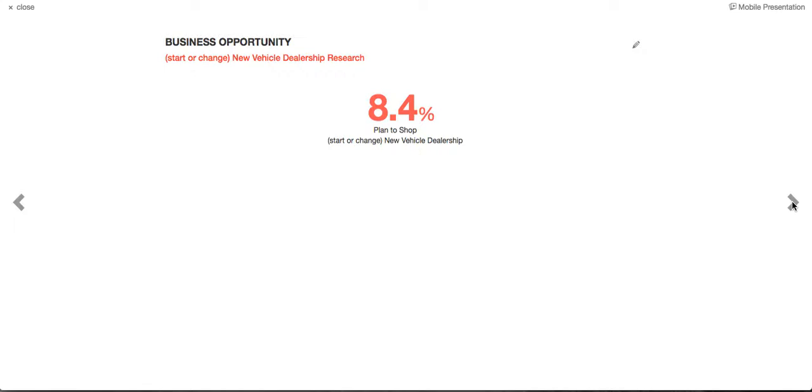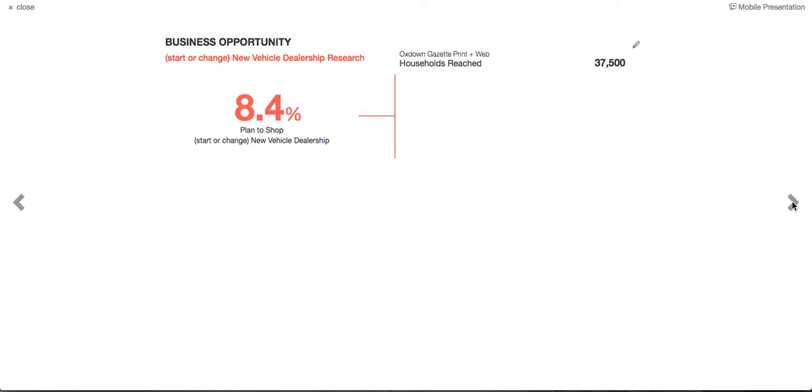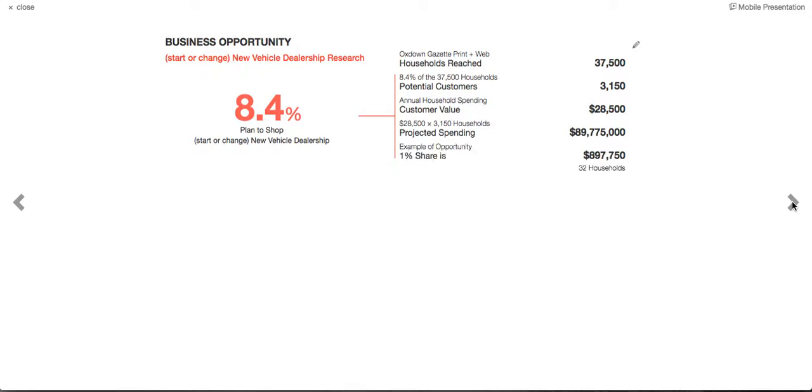8.4% are either going to start or change a new vehicle dealership. What does that mean? Well, we reached 37,500 households on a net basis, print and web. That means, look at that, there's over 3,100 households we reach who are going to shop, start or change a new vehicle dealership in the next 12 months. And at a retail of 28,500, that means there's almost $90 million retail that our audience is going to spend. So in this case, you're telling your story. You're overcoming the misperception that print is dead, that you can't deliver and reach their market, right? And look at that, just a 1% share is almost $900,000.